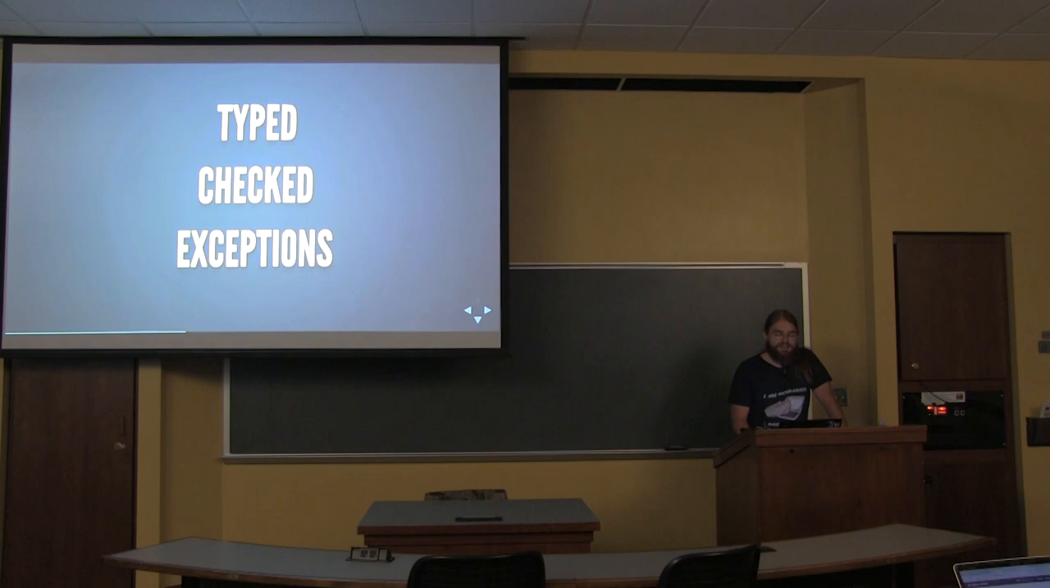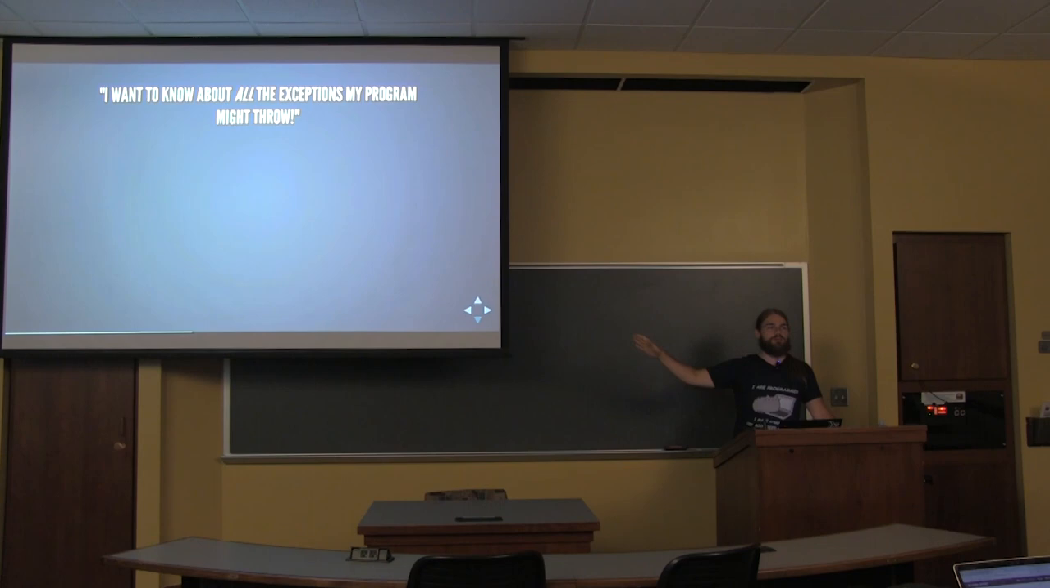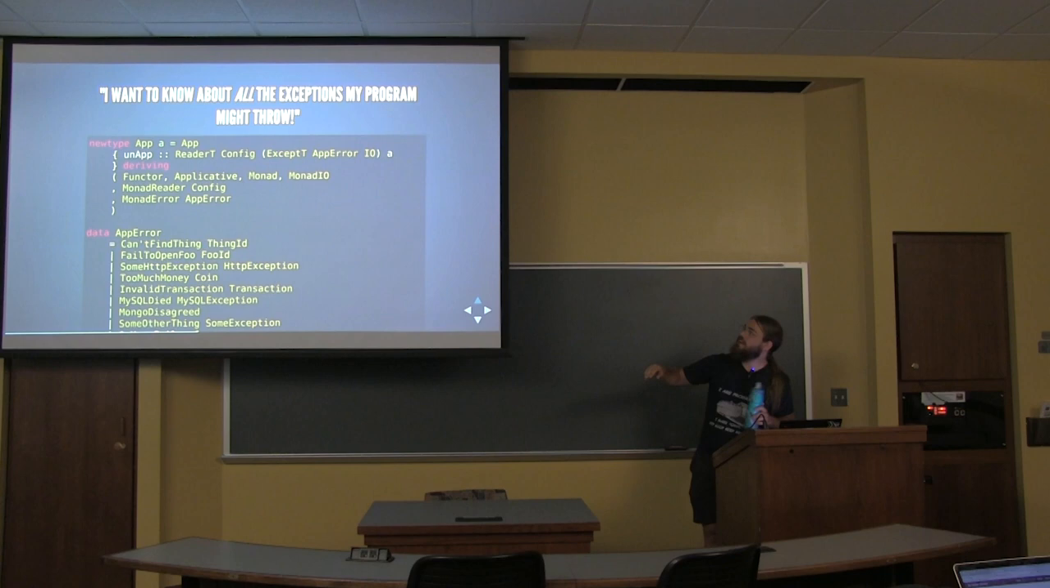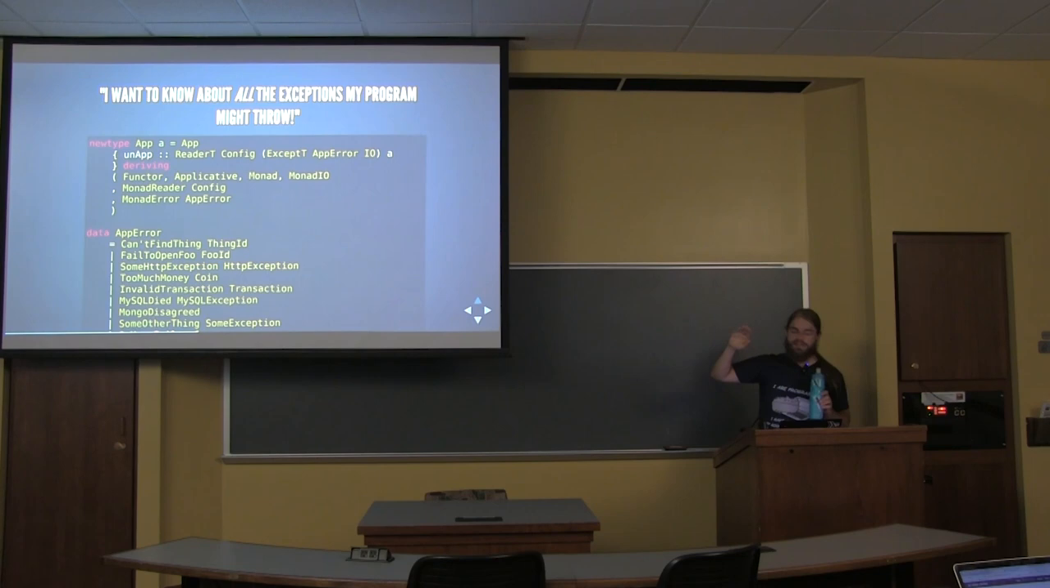So the pattern that I've seen is that someone says, I want to know about all the exceptions that my program might throw. And they make their custom monad transformer stack. And they've got the ReaderT going on, and they've got ExceptT over IO, and they've got their AppError type. And their AppError contains all the things that can go wrong. And these types can accumulate huge amounts of constructors. Like, I've seen an error type that has like 50 constructors in it.